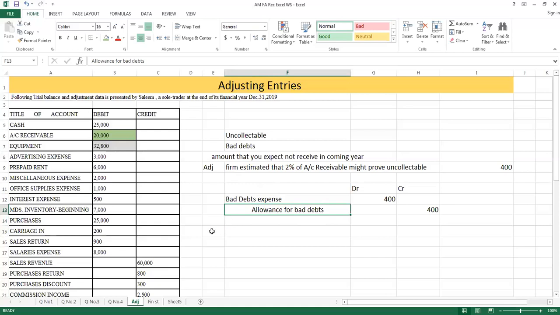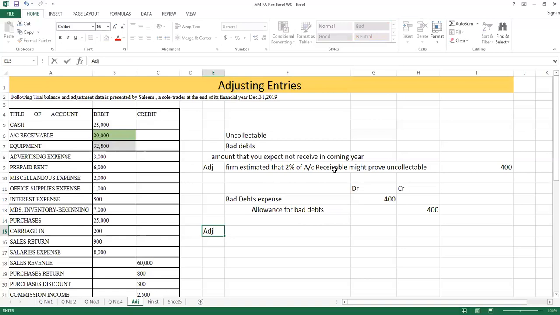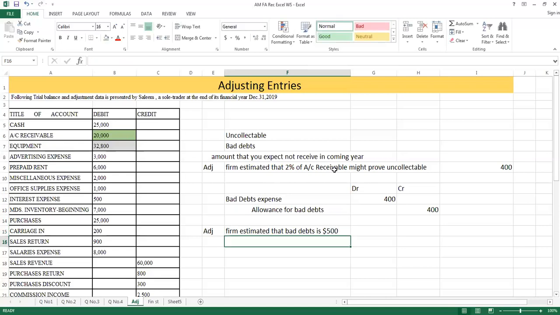The second option which is possible, that rather than giving a percentage, your question might be like this: firm estimated that bad debts is, let's say, 500. If this kind of amount is straight away given, this is a bit easy as compared to the previous transaction.